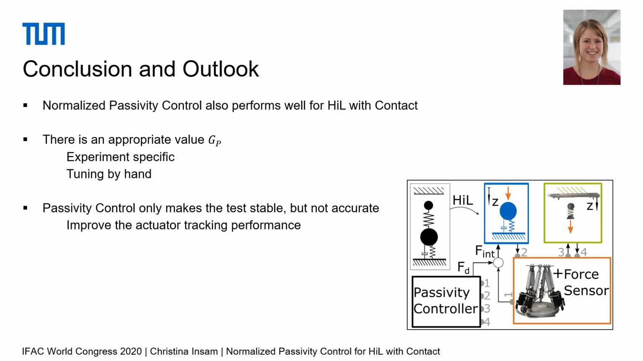To summarize, we could show that normalized passivity control also performs well for hardware in the loop with contact. There is an appropriate value of Gp that is experiment specific and must be tuned by hand. If the value is chosen too high, the transfer system can even introduce damping. What is important to notice is that passivity control only guarantees stability of the test, but does not improve the fidelity. Therefore, the passivity controller could be extended with a control scheme that improves the actuator tracking performance in order to have a higher fidelity of the test.